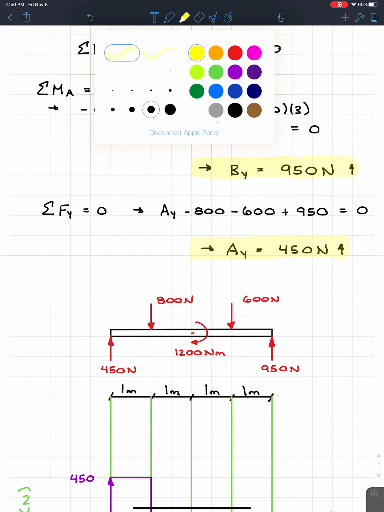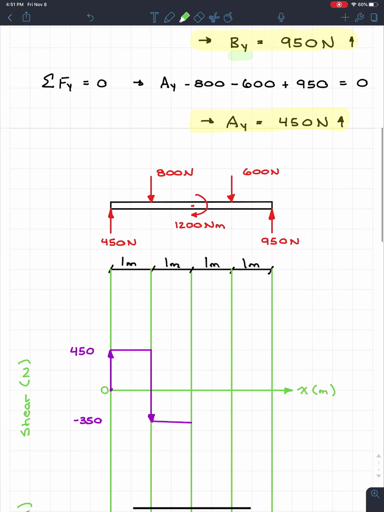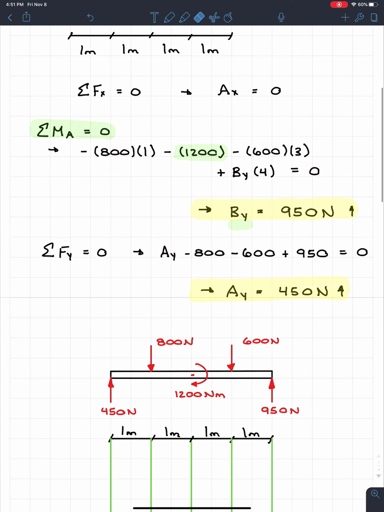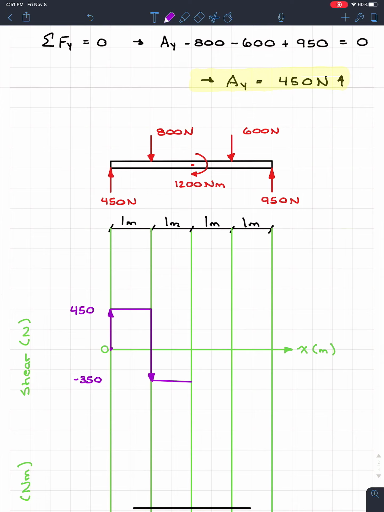If I'm going to highlight this in green, when I'm doing sum of the moments at A is equal to 0, I have to include the 1200. And because of that, the 1200 changes my BY down here. So if I didn't have a concentrated moment, BY would change, which then AY would change, and then this first jump right here would change. So it indirectly affects the shear. But when we're doing these quick and easy methods, we don't need to worry about concentrated moments in the shear diagram.